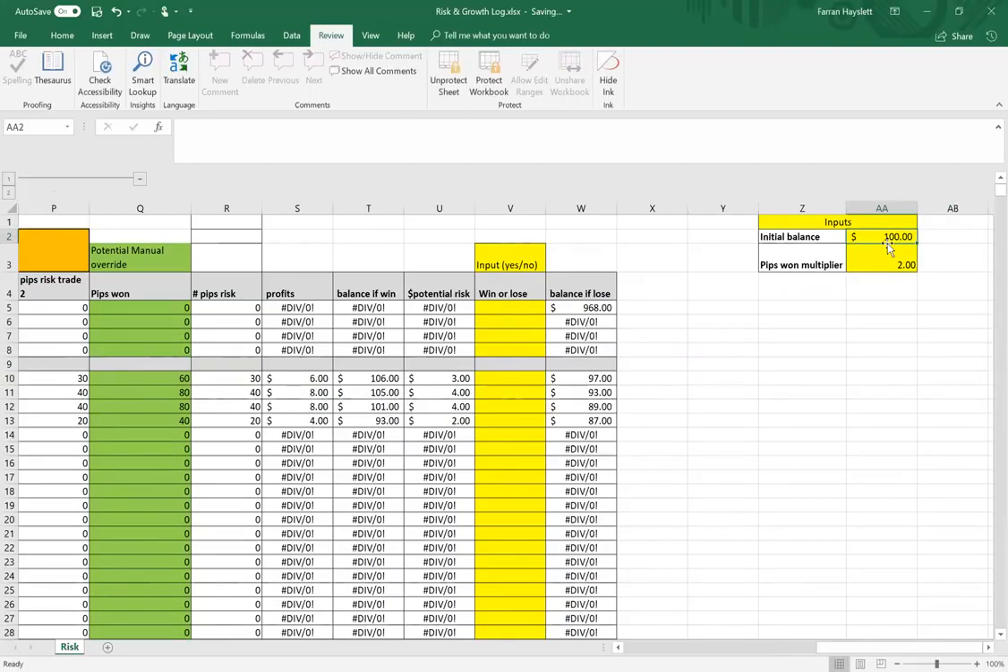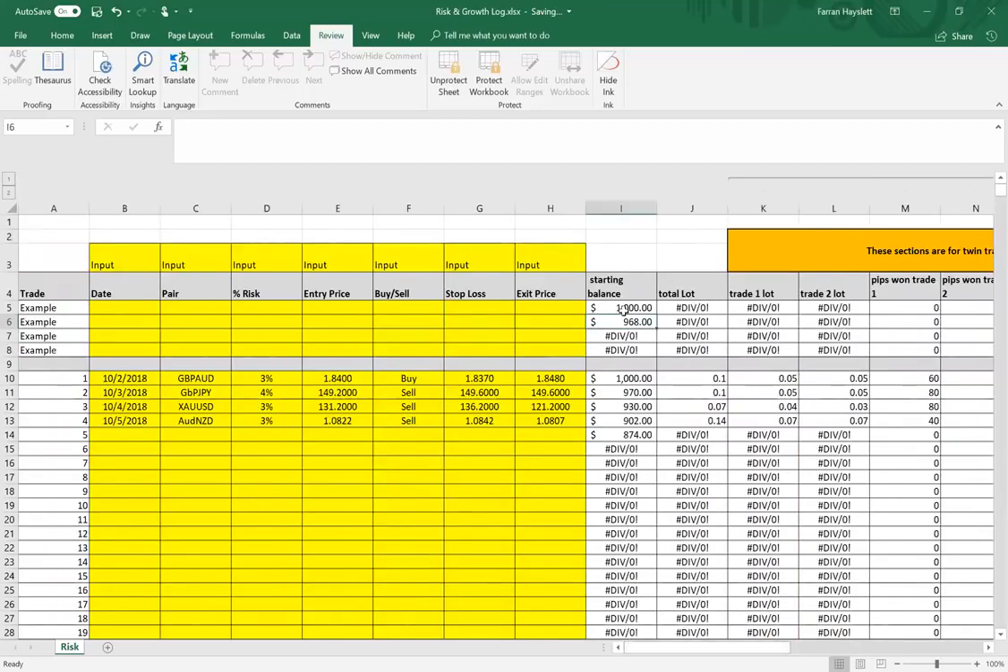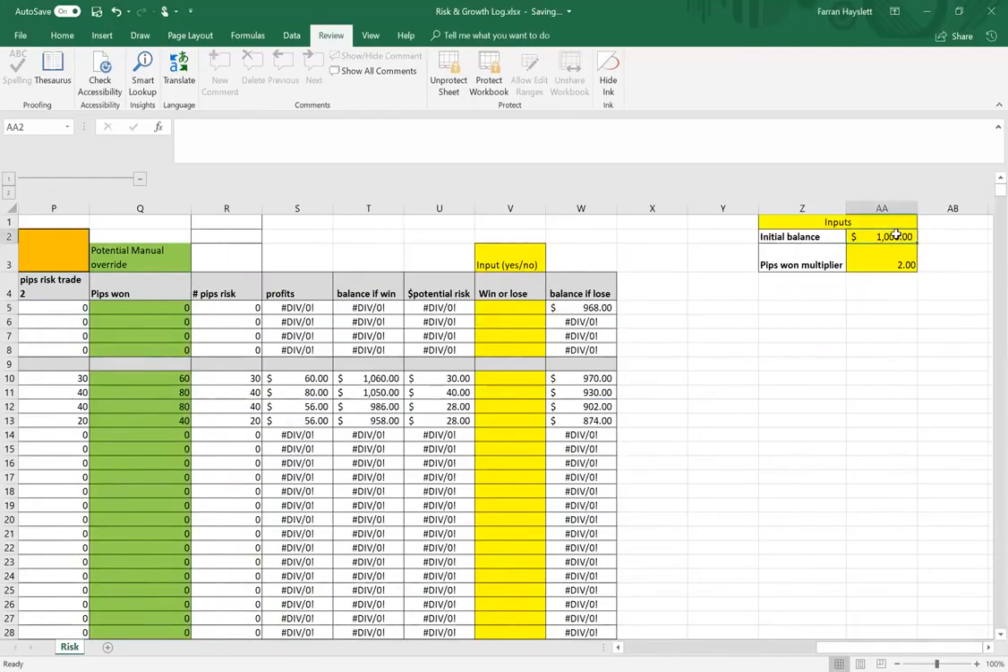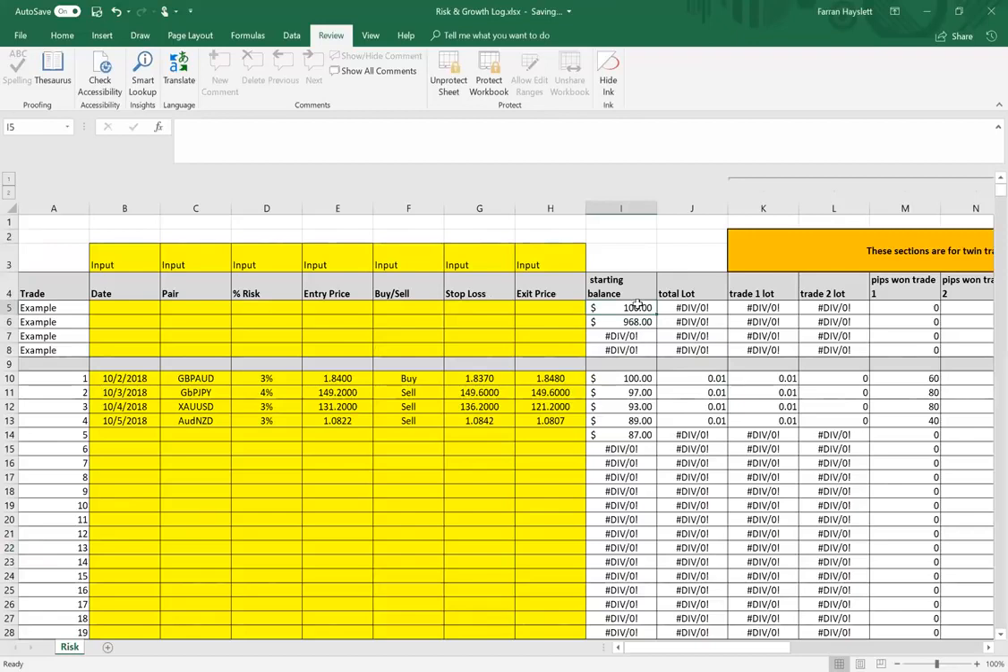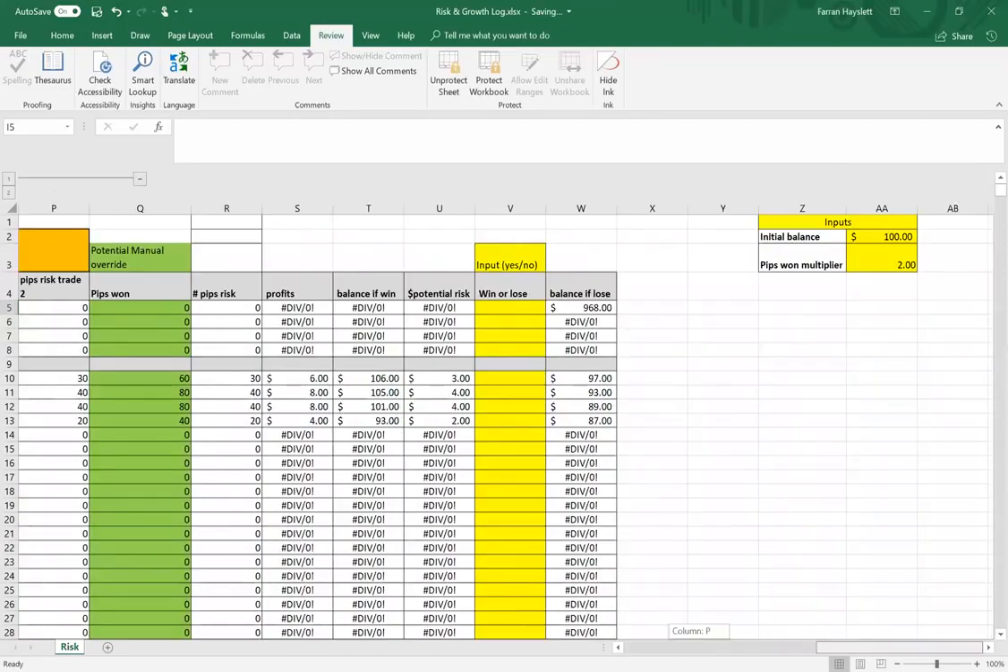Now, look, if I type in 1,000, your starting balance, this is going to drive this starting balance number here. The starting balance number will be driven from that. Let's go back to our example. If I put in 100 there, look, the starting balance here in cell I5 says $100. Okay, so for our purposes, we're going to put 1,000.